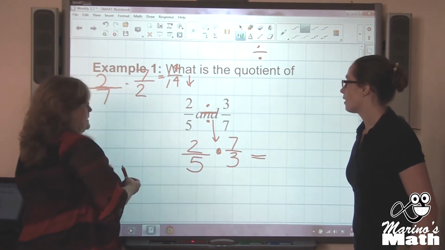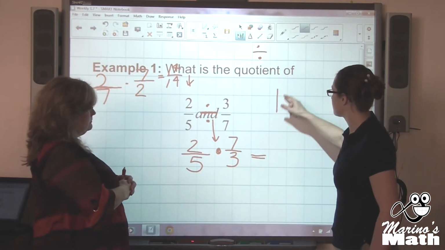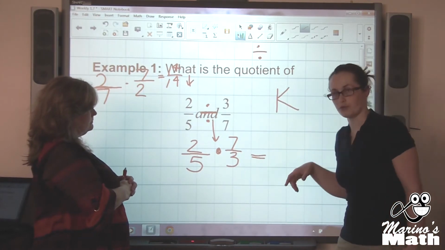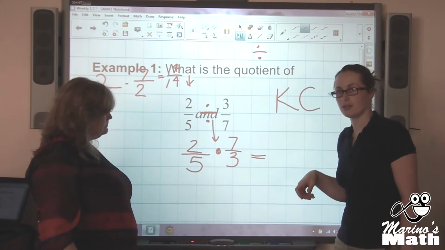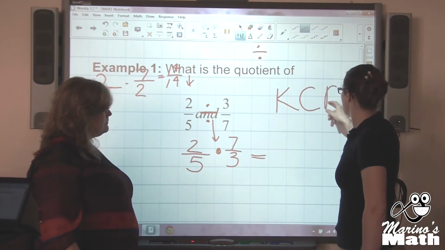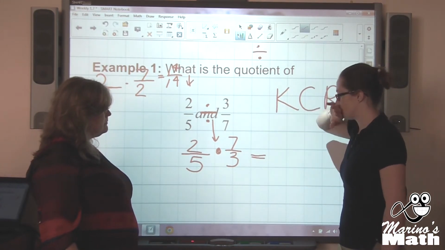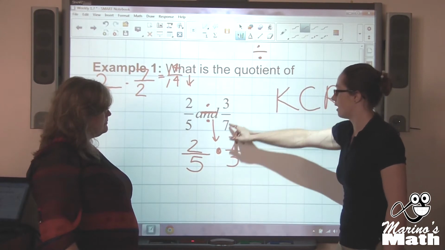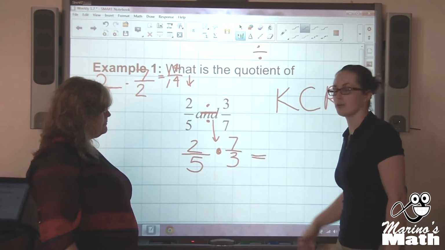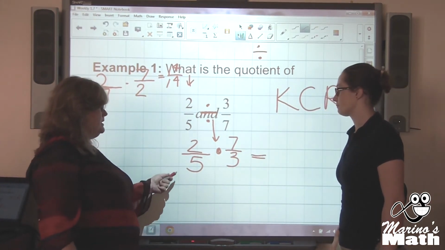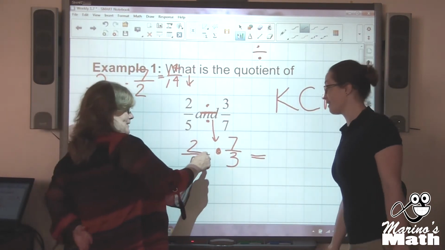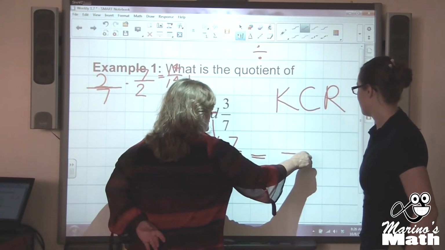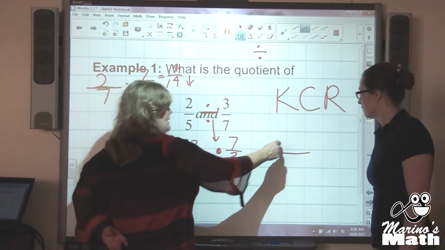So we're looking at keep your first fraction, change your division sign to multiplication, reciprocal: you're taking your second fraction and rewriting it as its reciprocal. And then when you get to this point, you just have a multiplication problem, which was really easy because we did that last week. We're going to just multiply across the top and multiply across the bottom.